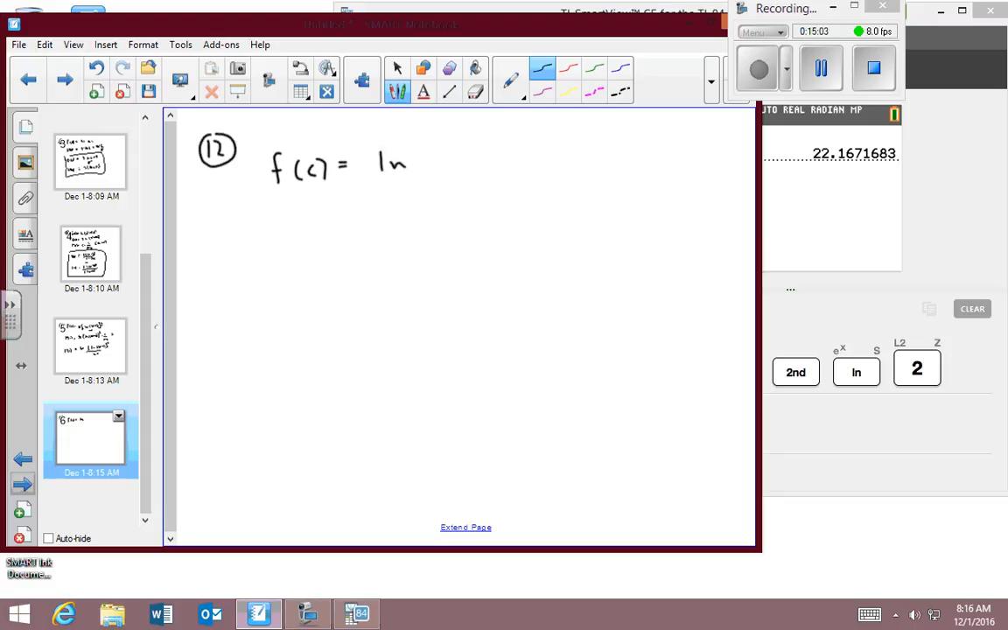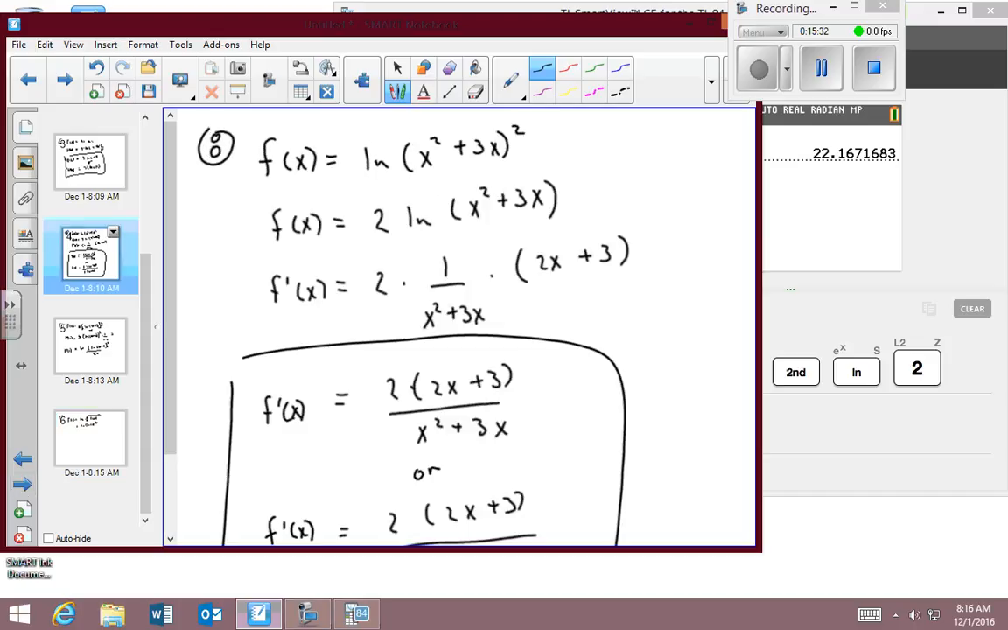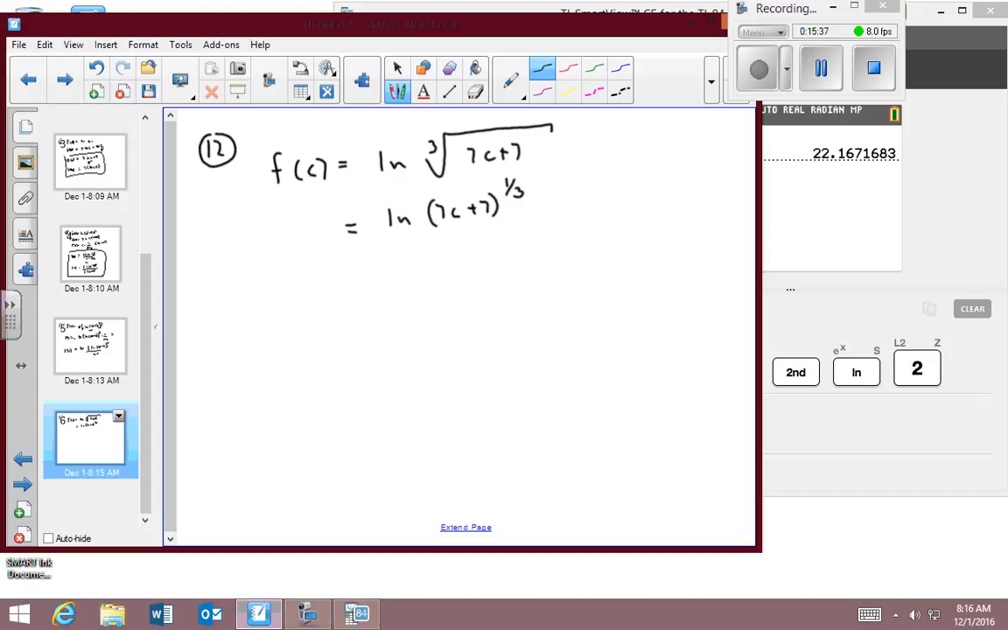This is ln third root of 7c plus 7. Now the first thing you want to do with that is take that radical and turn it into a fractional exponent. Now you see that exponent is the same thing as that. So that means that that 1/3 is going to come out in front.